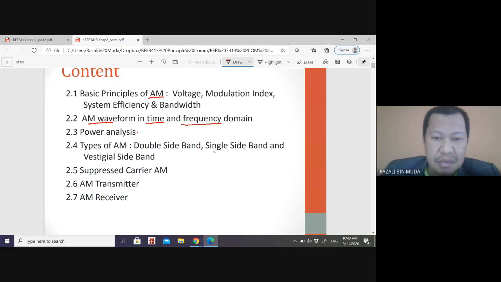First is double sideband. We call it DSB. Second is single sideband, SSB. And the third one is vestigial sideband, VSB. Okay. Boleh ya? The next topic is suppressed carrier AM. And then some brief discussion on the transmitter and receiver of AM signal.